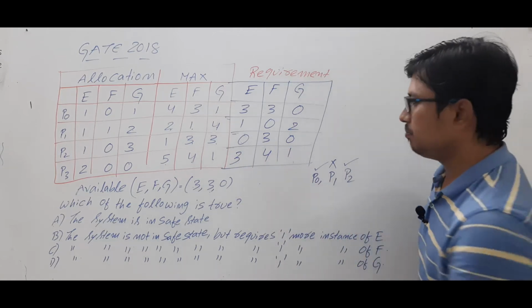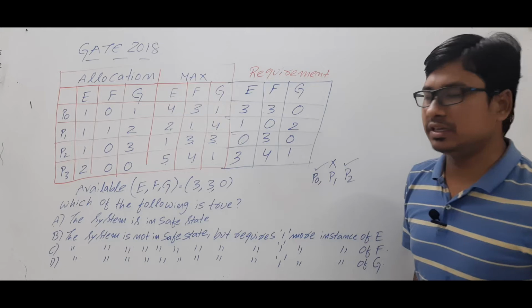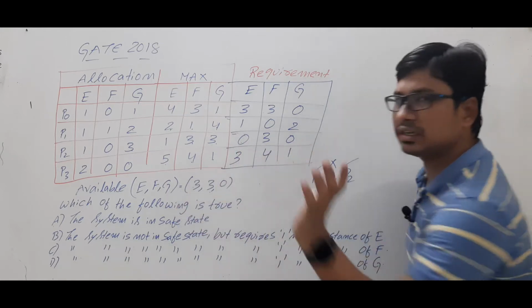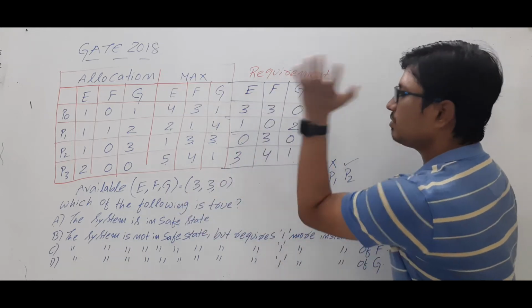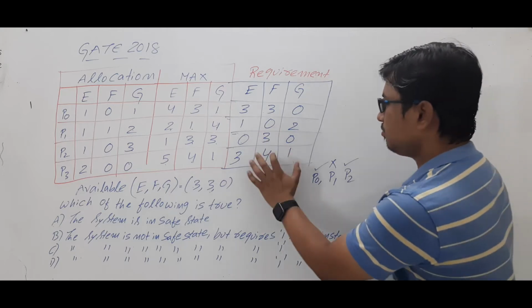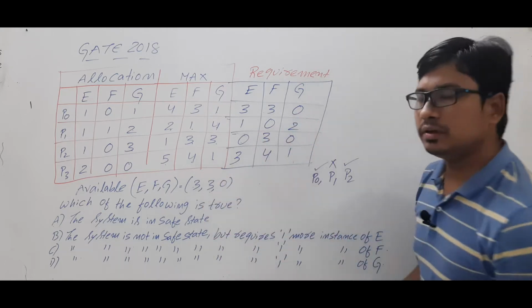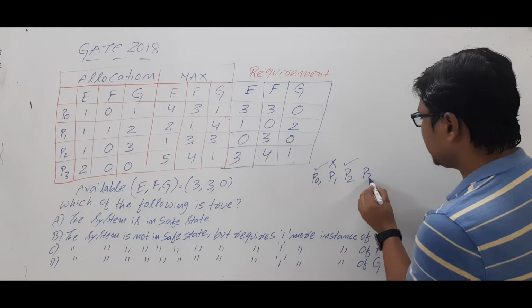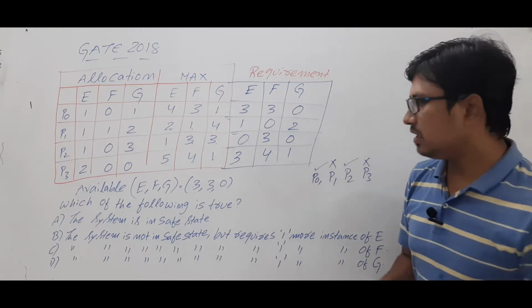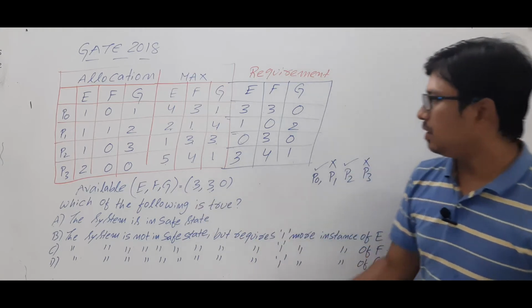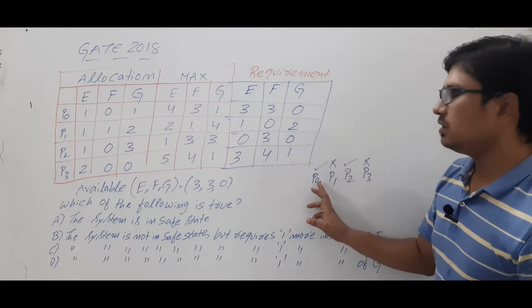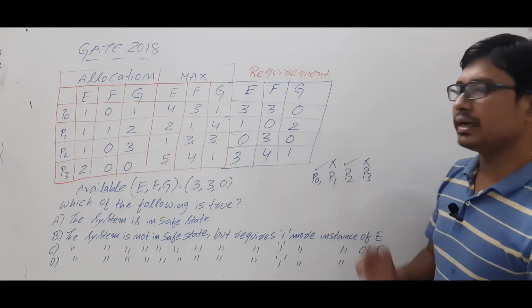Look at the P3. P3 is 3, 3, available 3. Its requirement is also 3, we have 3. Its requirement of resource F is 4, but we have 3. So P3 we cannot satisfy. So with the availability of 3, 3, 0, we can currently satisfy the requirement of P0 and P2.